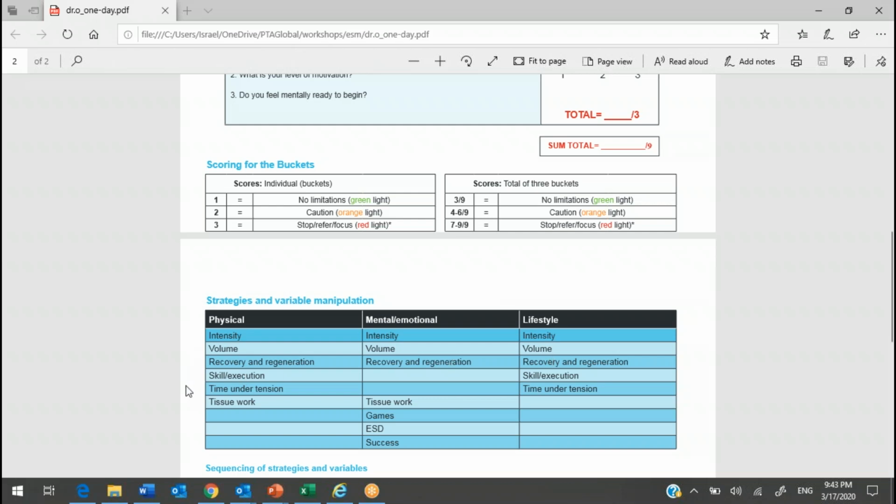We're not going to get into each of these other areas here, skill and execution, focusing on those aspects. Time under tension would be another one we can focus on. Tissue work, again, more self-myofascial release, more mobilizers, more mobility work, more stretching, different things like that we do on tissue work. Obviously is great for repair, and again, apply where needed, right? It depends on the buckets that were the most high here, right?